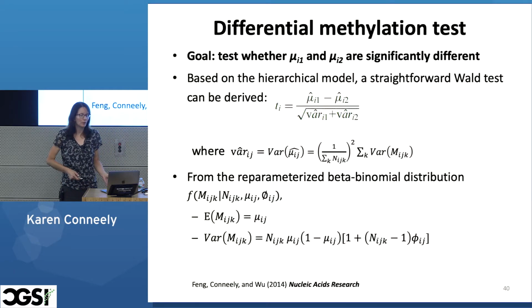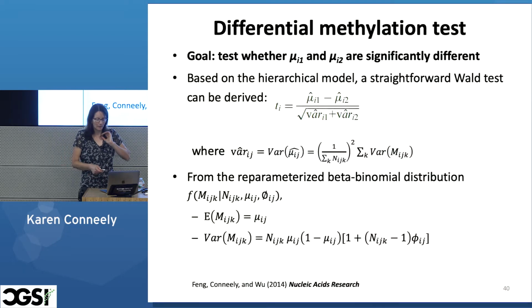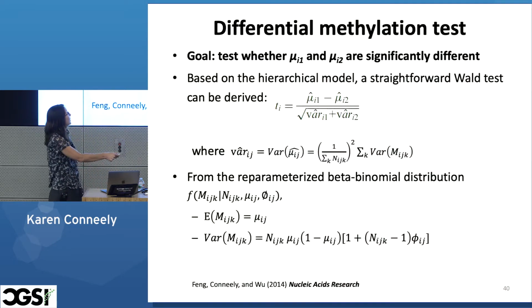An alternative approach would be to establish a Wald test that is an equivalent test of this. And so here's the basics of the Wald test. If you can get estimates of the mean, you can look at their difference, and then just divide by the square root of the variance. It looks almost like a t-test. We did have to derive the variance a little bit from the reparameterized beta binomial distribution we just made.